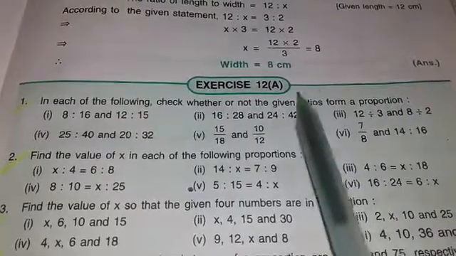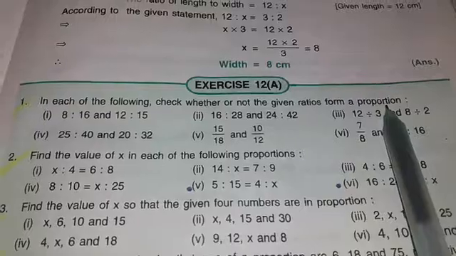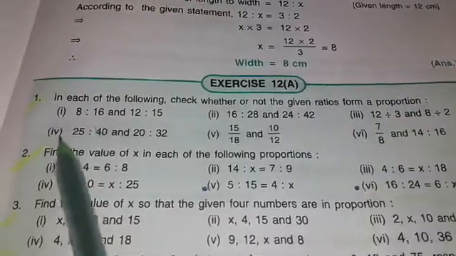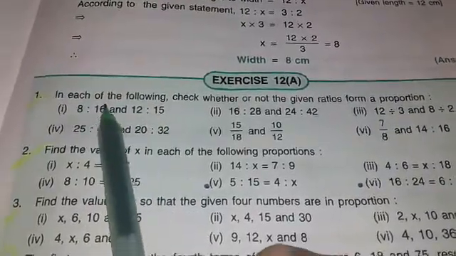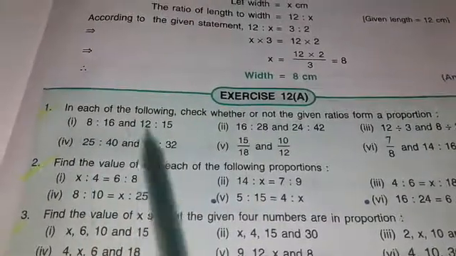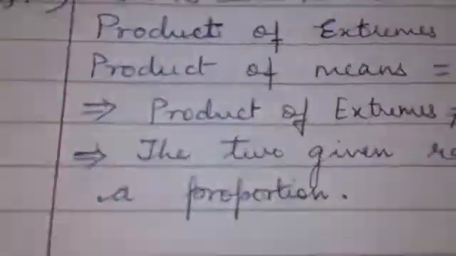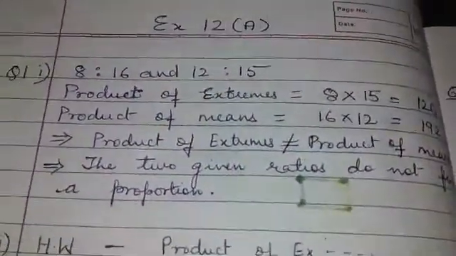Okay, so the first question is: in each of the following, check whether or not the given ratios form a proportion. We have seen that to find whether the given ratios form a proportion or not, what you have to check is whether they are equal or not. Now in this case you have to see whether these ratios are equal or not. Okay, so let me explain here.